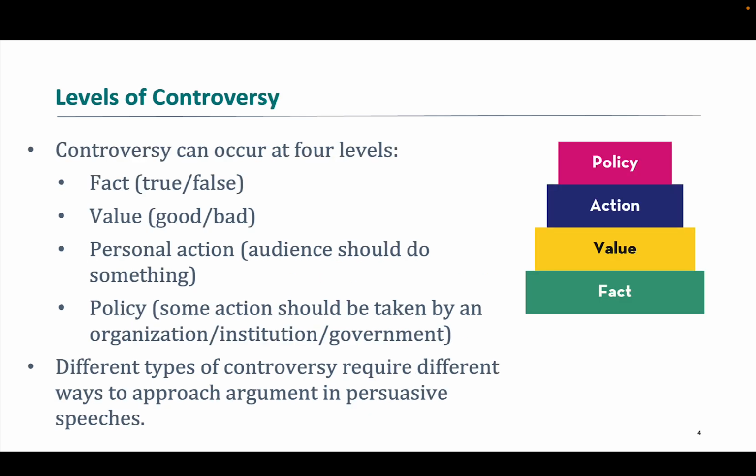Attempts at persuasion arise from controversy, and controversy can occur at 4 levels: fact, value, personal action, and policy. To put it simply, fact has to do with whether something is true or false. Value has to do with whether something is good or bad. Personal action has to do with whether an audience should take a particular action, and policy has to do with whether an organization, institution, or government should take a particular action.